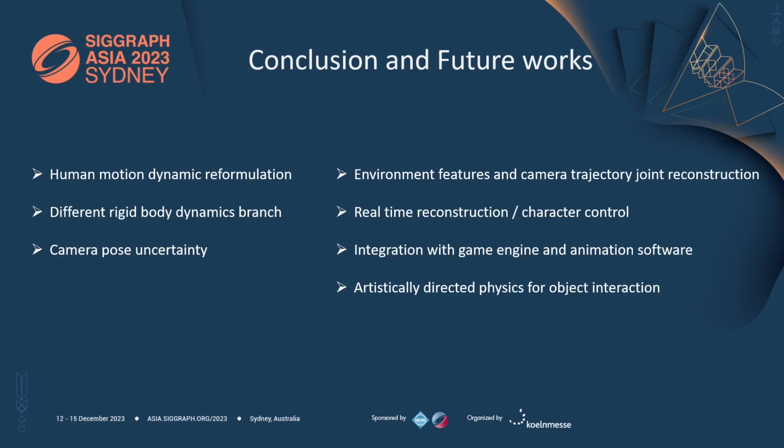For example, we can jointly reconstruct environment features and camera trajectory for motion reconstruction under a dynamic camera. Currently, our method can only be used offline. Real-time reconstruction for character control and the integration with a game engine is a promising application. We also plan to explore the motion reconstruction with more environment and object interactions.